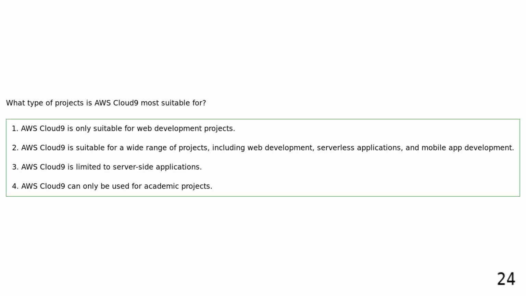What type of projects is AWS Cloud9 most suitable for? AWS Cloud9 is only suitable for web development projects. AWS Cloud9 is suitable for a wide range of projects, including web development, serverless applications, and mobile app development. AWS Cloud9 is limited to server-side applications. AWS Cloud9 can only be used for academic projects.